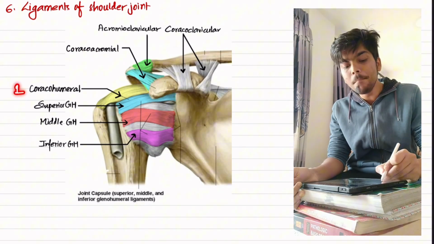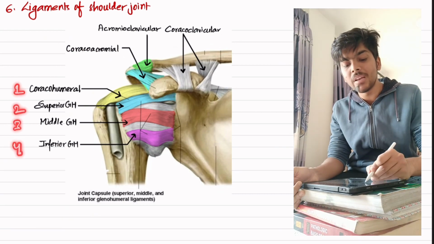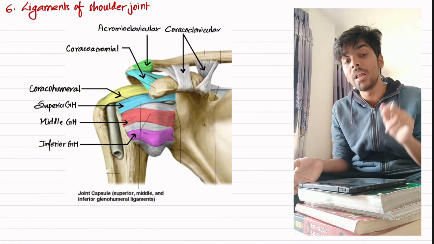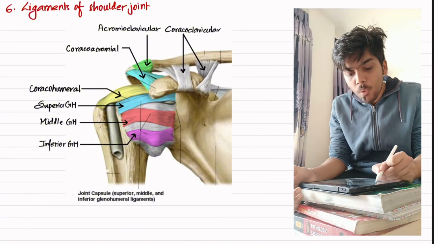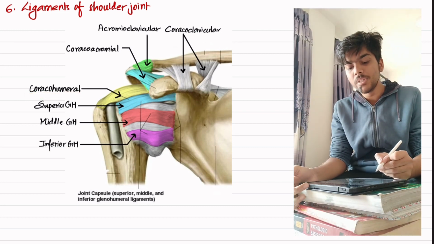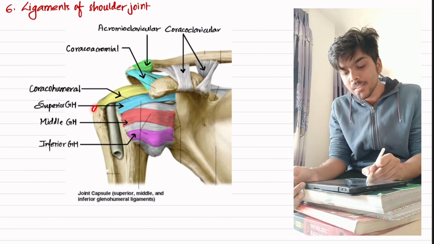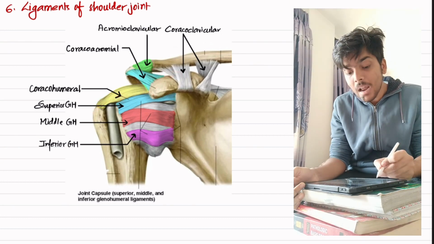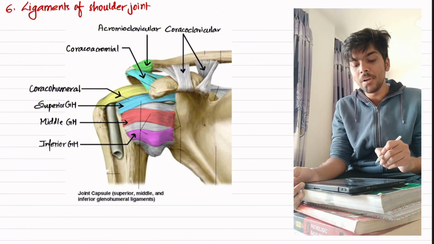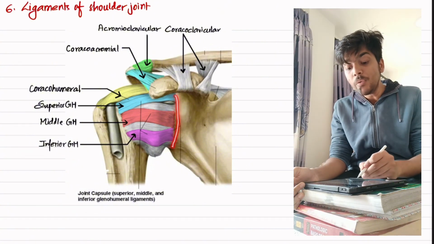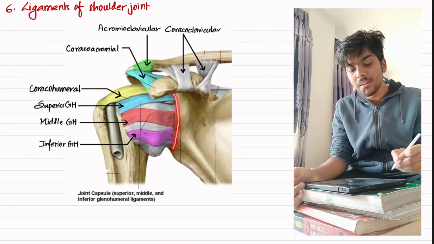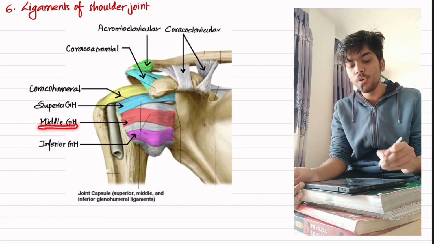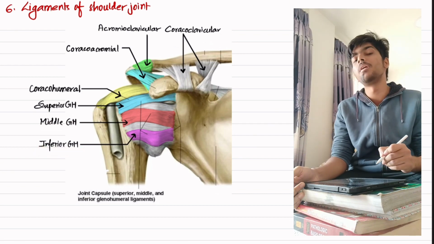And then there are four major types of ligament that are actually responsible for providing stability to your glenohumeral joint. And they are the coracohumeral ligament, which is present between the humerus and the posterior surface of coracoid process. Then there are three glenohumeral ligaments between the glenoid cavity and the humerus: the superior glenohumeral ligament, the middle glenohumeral ligament, and inferior glenohumeral ligament.